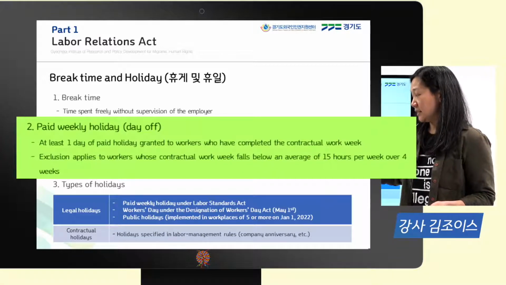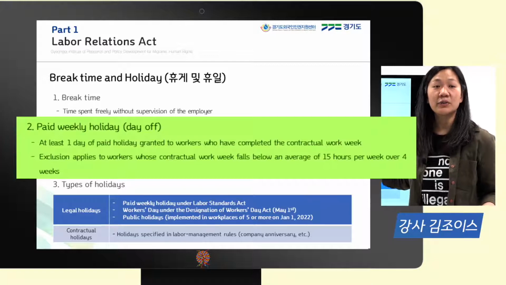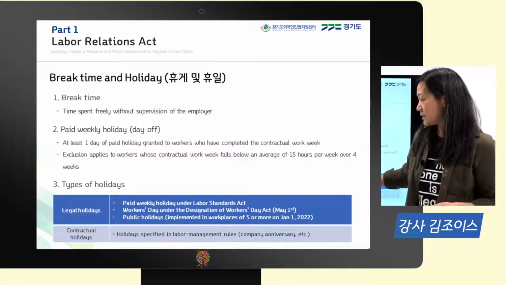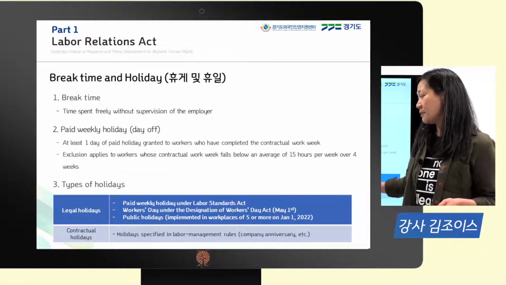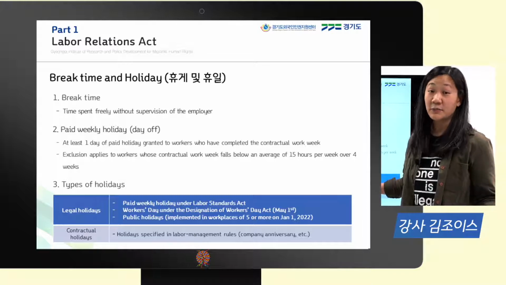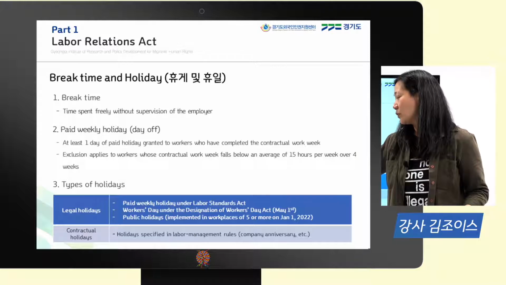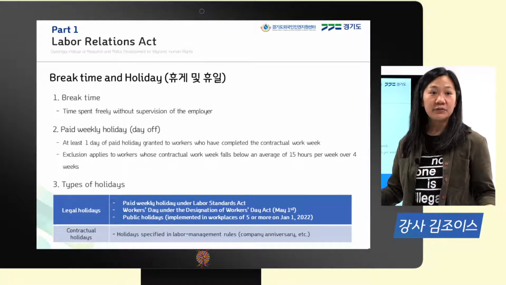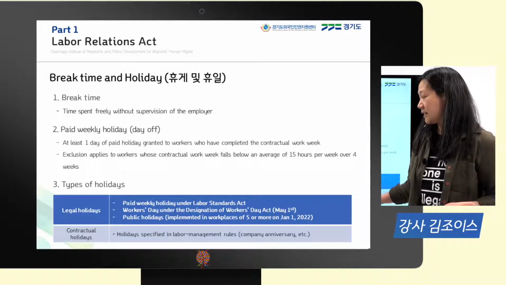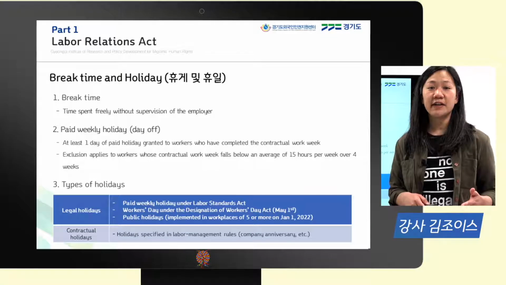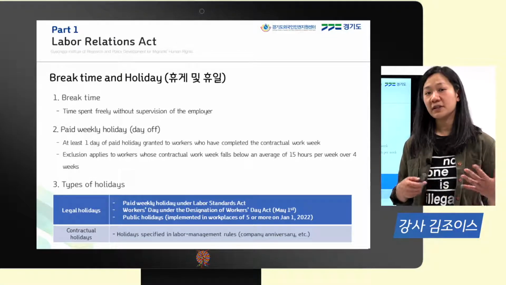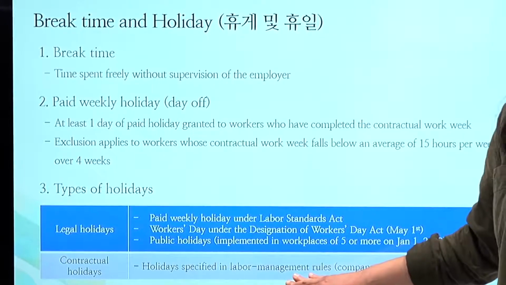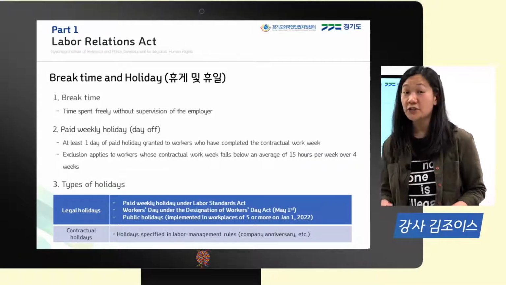There is an exclusion that applies when the worker is working less than an average of 15 hours per week over a four-week period. These are the different types of holidays in Korea. Again, the paid weekly holiday under the Labor Standards Act, this would be Sunday for most people. It's considered a red day. And then Workers' Day, International Workers' Day, also called May Day on May 1st, and then public holidays such as January 1st, etc. Contractual holidays are additional holidays that are specified by the employer or the workplace. So, for example, if you're working at a school, maybe the school was founded on March 2nd, and maybe the school decides to give all of the workers a day off, then this would be considered a contractual holiday.